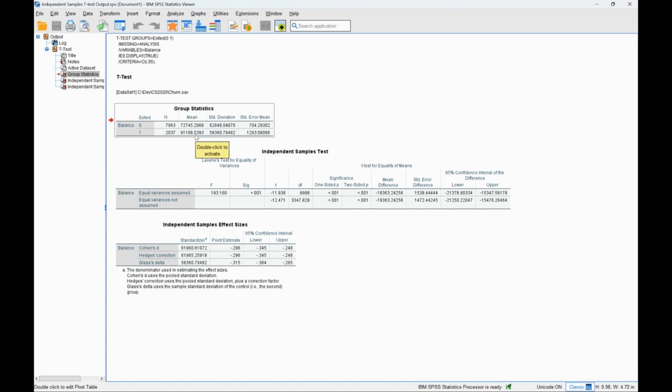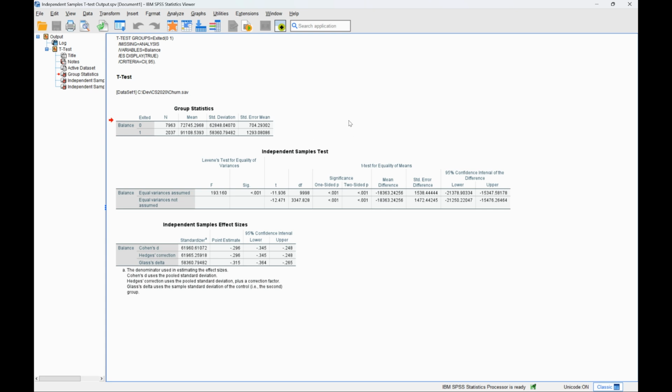So here's what you'll see in the table. Here you'll see people that have either stayed, 0, or have churned, left. The number that have stayed, the number that have left, the means for both of them, the standard deviation for both of them, and the standard error mean for both of them. So let's go ahead and get a better understanding of what all these mean.